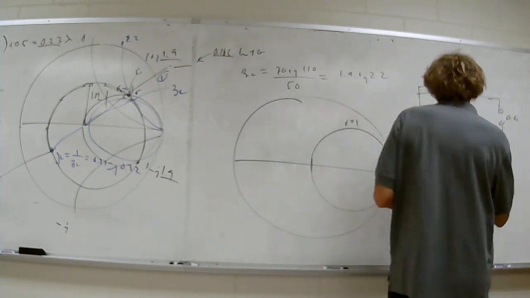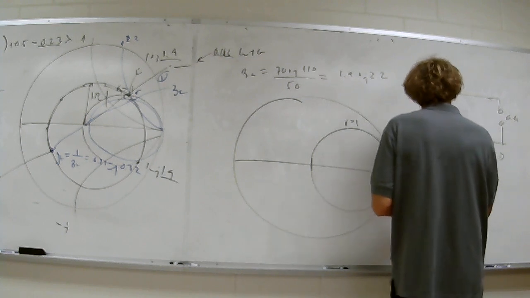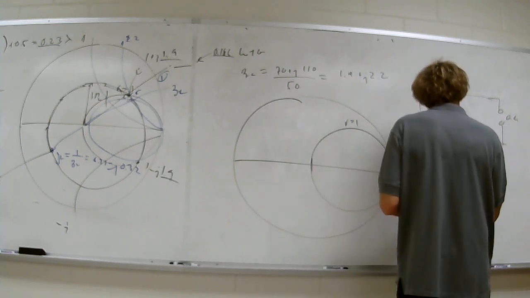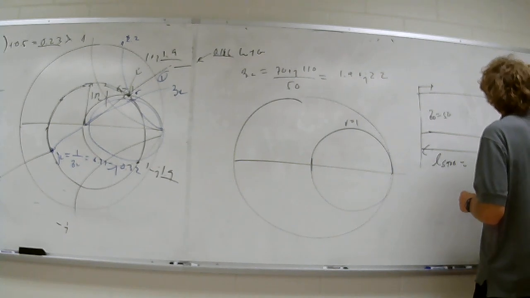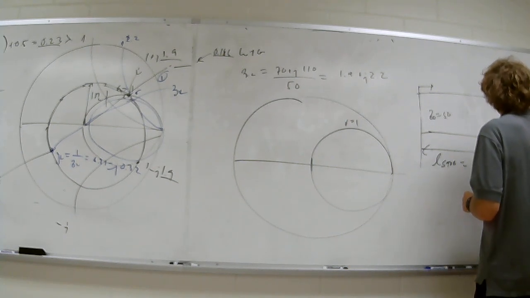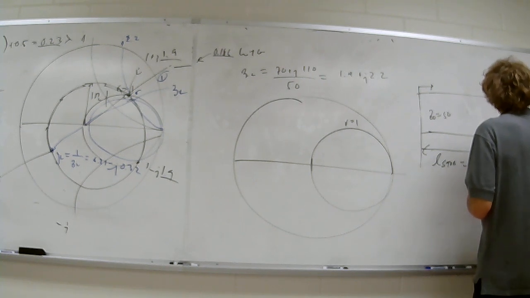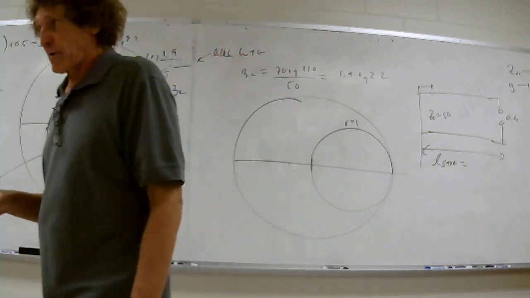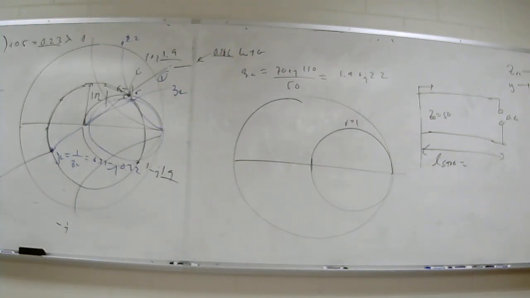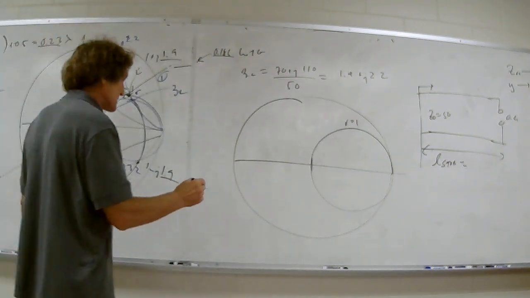Now we need this one, the L stub. If we have an open circuit, what is the impedance of an open circuit, class? Infinity. It's infinite. What is the admittance, normalized? Zero. So we started at zero, correct? It's been a while. Watch this. Make sure you got it. This is zero.